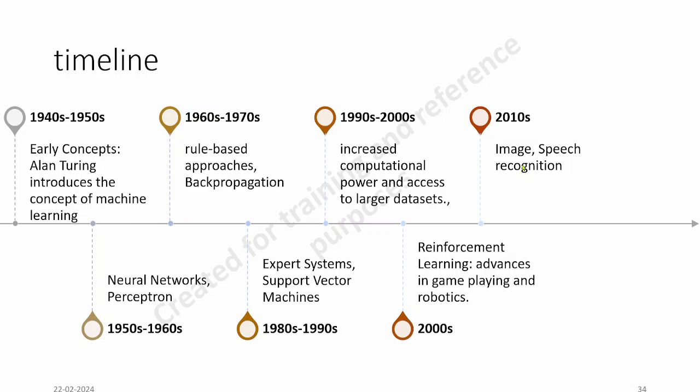In the 2010s, there was a lot of success in processing images, speech and audio, and text. For example, language translation or machine translation were the major successes in 2010. Now we are talking about generative models, large language models, ChatGPT, Bloom, Hugging Face models, BERT, and transformers.